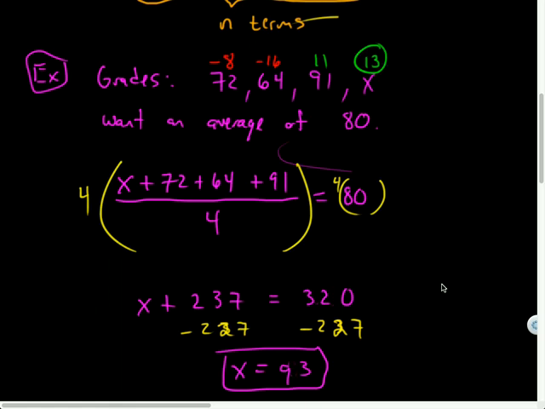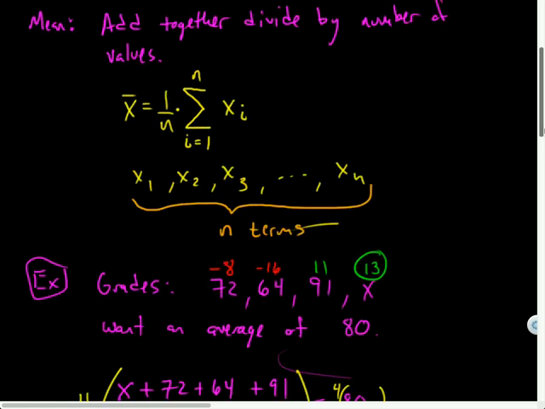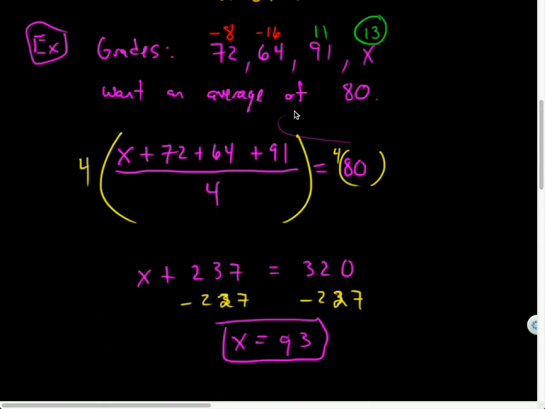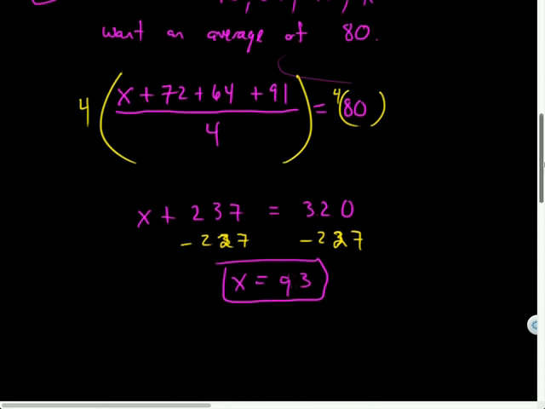So that's one of the ways you can think about that. This is an interesting problem. I know you've calculated averages before. This is using the formula backwards a little bit to find a particular number.